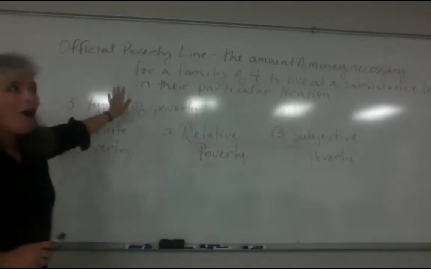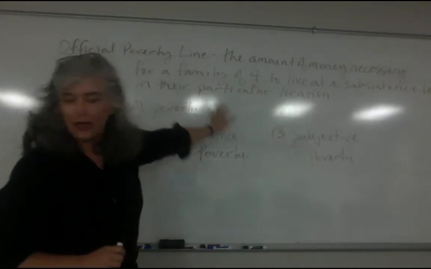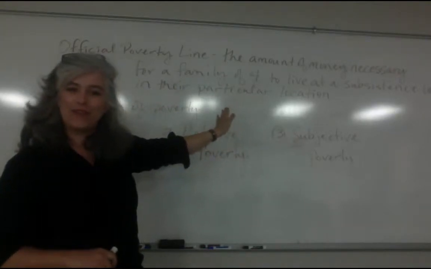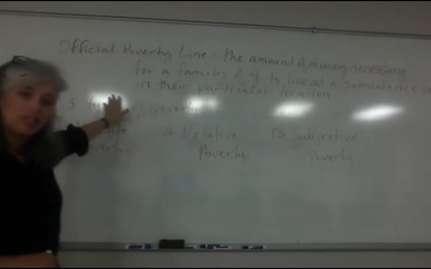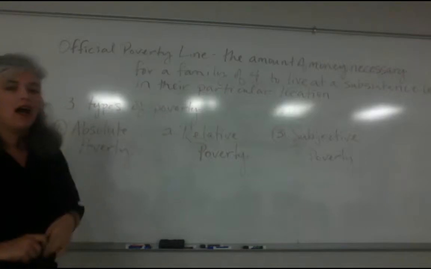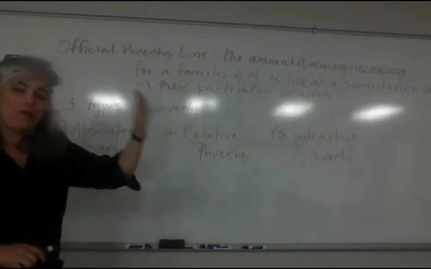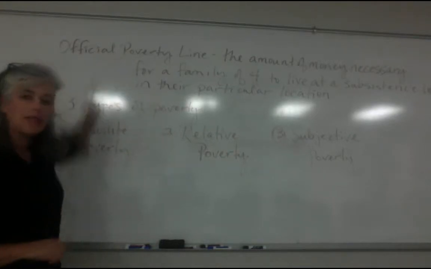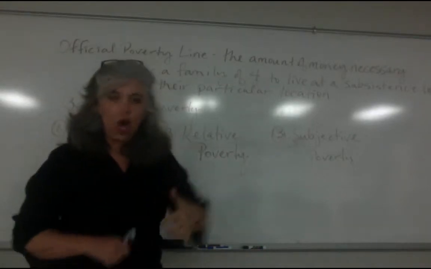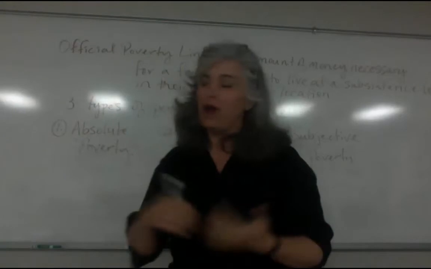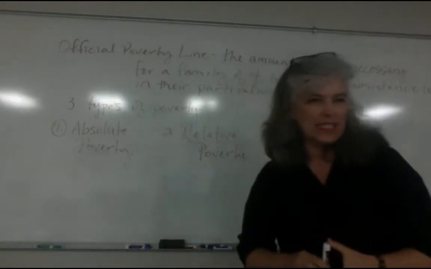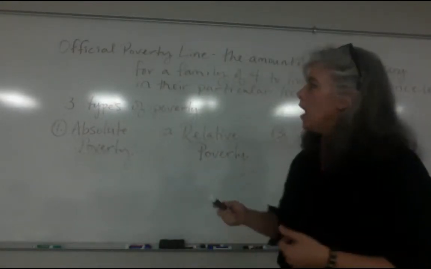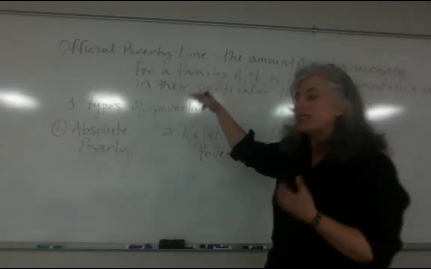There is a long, really ugly equation that goes along with the official poverty line. This is a government term. This is a term that on the federal level or the state or the local level in government, people calculate what the official poverty line is all the time because they try to keep track of prices and costs of things.